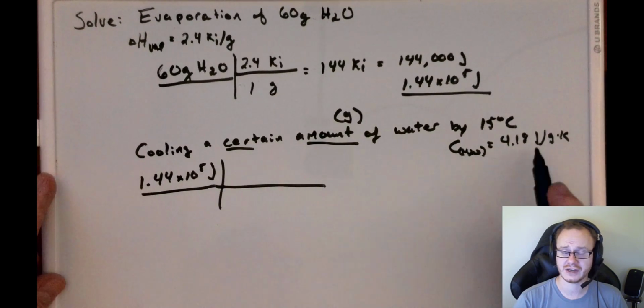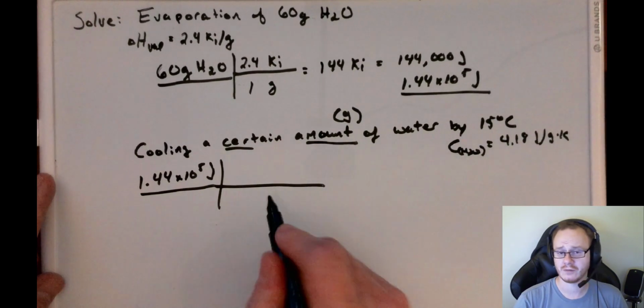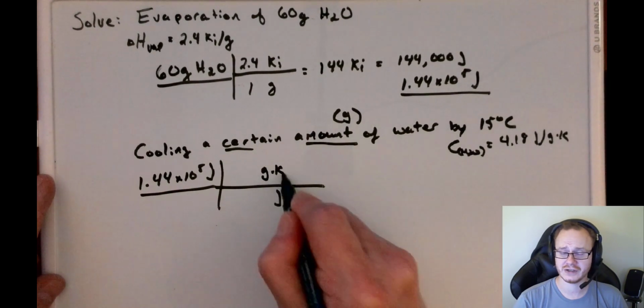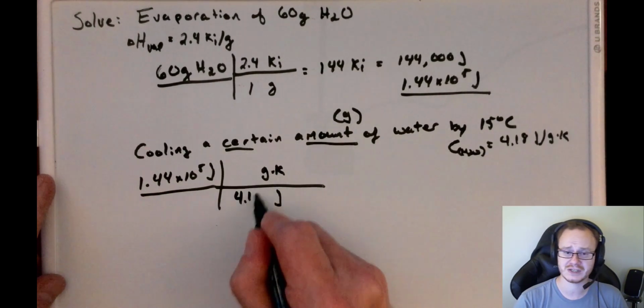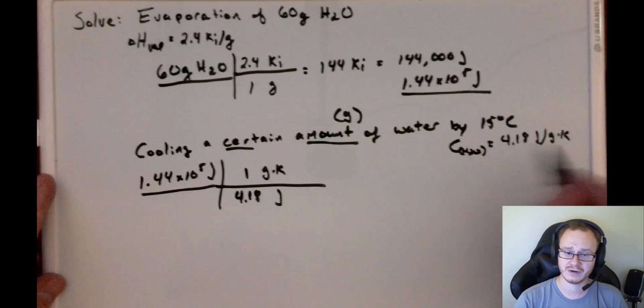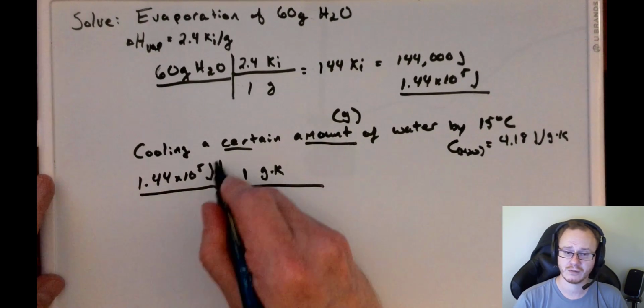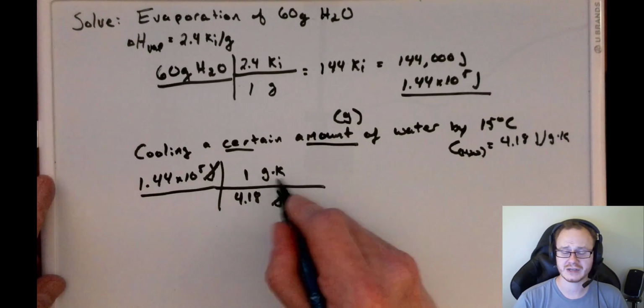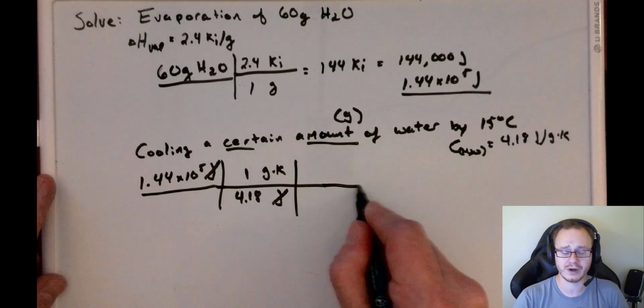Knowing that, I can gradually take the joules given to me and work my way toward grams. I need to cancel joules first. I see that joule is on the bottom, so I invert the specific heat. Joules converted into gram per Kelvin, 4.18 to 1. This cancels joules.